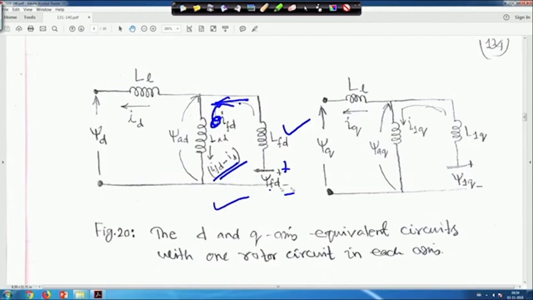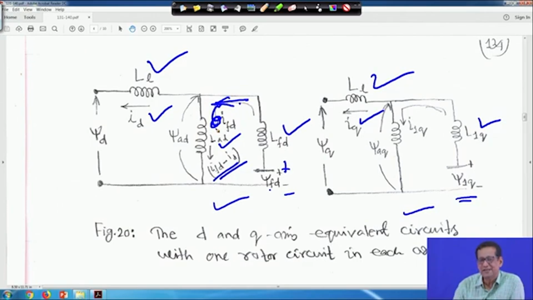So, this is the D axis and this is the Q axis. This is psi 1 q, this is L 1 q, this is psi AQ, this is psi q, and this is IQ, and this is LL, also capital L suffix L. This current is ID, this current is IQ, and this is LAD. So, the D and Q axis equivalent circuit with one rotor circuit in each axis. Whatever equations we have seen before, you can represent in this way, putting the circuit like this, and it will be analogous to a DC circuit.